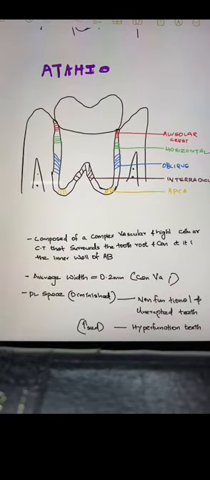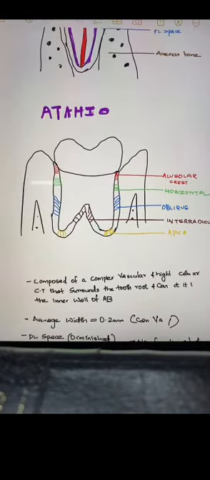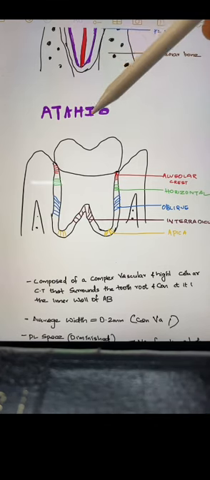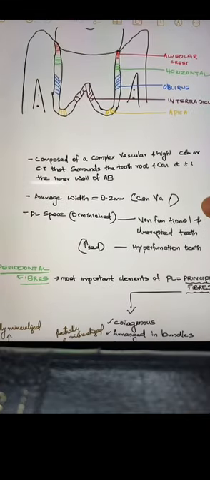You can remember it as ATAHIO. This is the short form. A is the alveolar crest fiber, then transseptal fiber, then apical, horizontal, interradicular and oblique fibers. So we will discuss each now.